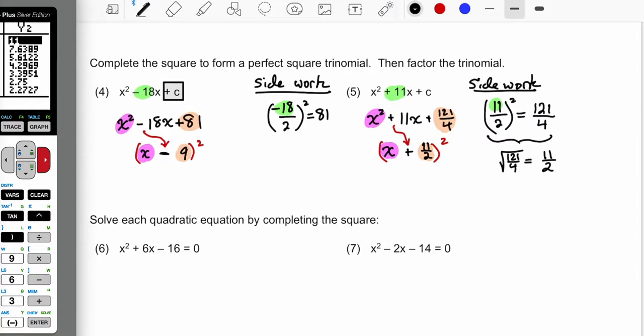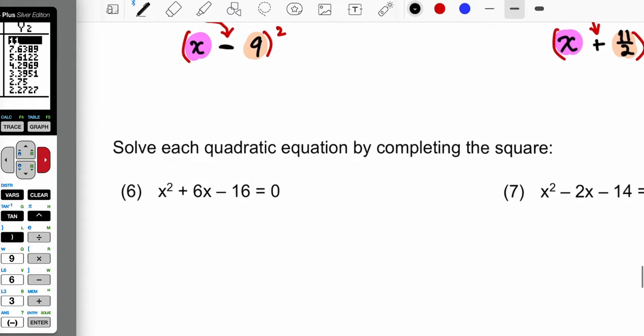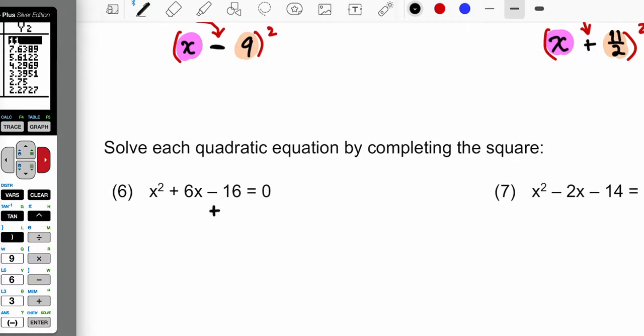So we vacate the c value by adding it to both sides. So add the 16. You're going to get x squared plus 6x is equal to 16. And then you do your side work. More and more of you should be getting better at doing the side work in your head. All right? Because if I say, what is the b value? 6. What do I get if I cut it in half? 3. What do I get if I square that? 9. You should get there pretty quickly.